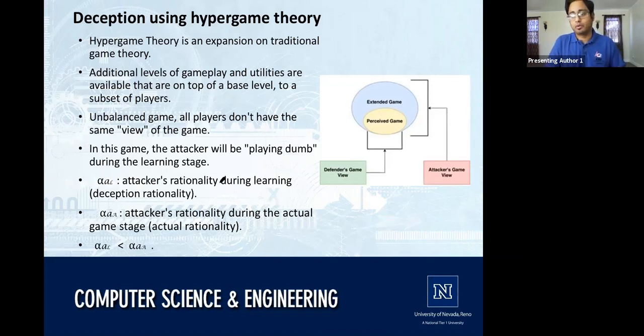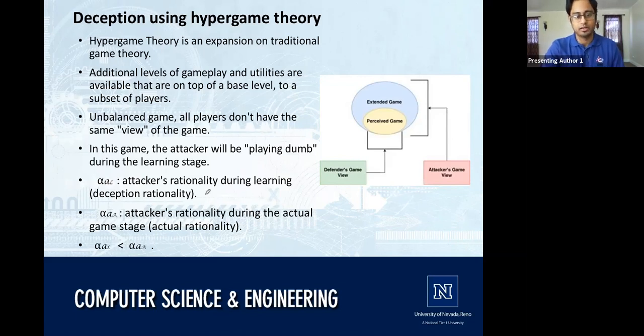So in this game, what do we propose? We propose that the attacker will be playing dumb. We are assuming that the attacker knows that they're being learned about. So if they're a cunning attacker, they may try to act dumb. Acting dumb means during the learning stage, they will have much lower rationality behavior. In the game stage, they will flip to their actual high rationality behavior. The point is that during the learning stage, if they do the low rationality behavior, the defender will learn about this and assume this behavior will happen in the game stage. In the game stage, the attacker's actual rationality will showcase.